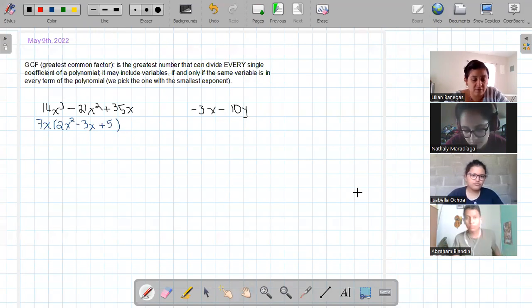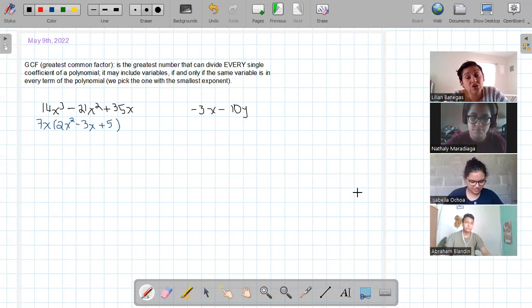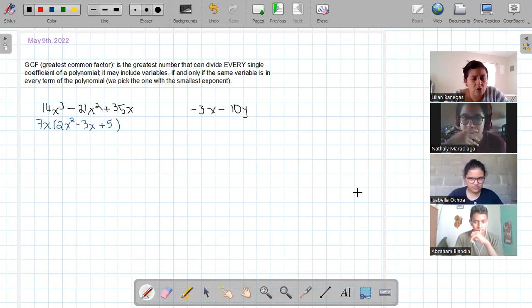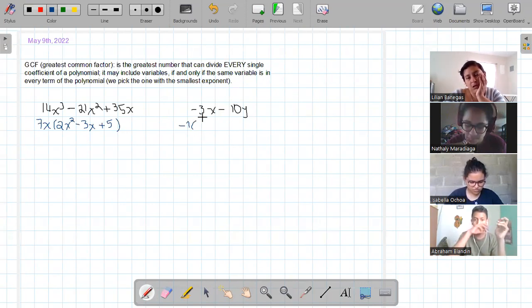Is there a GCF? No. Are you sure there's no number that can divide all of those coefficients at the same time? No. How about -1?